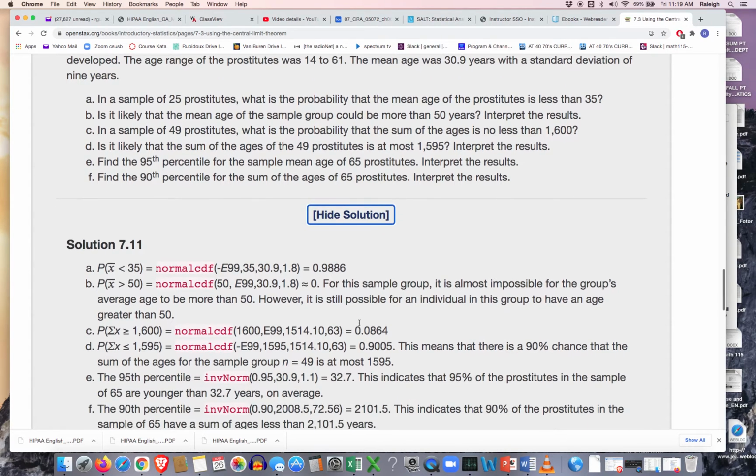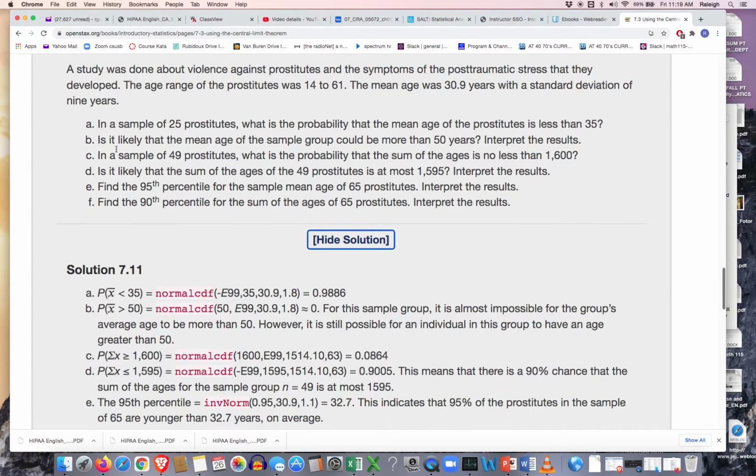For part B, is it likely that the mean age of this group could be more than 50 years? No, it's not. It's so obvious. The mean is around 31. We're talking 50 or more? Come on. So anyway, you type in the numbers. The difference now is the minimum is 50, and we don't have a maximum, although one could argue you could put a 61 in, but that makes it slightly less accurate, believe it or not. And keep the 30.9 and the 1.8.